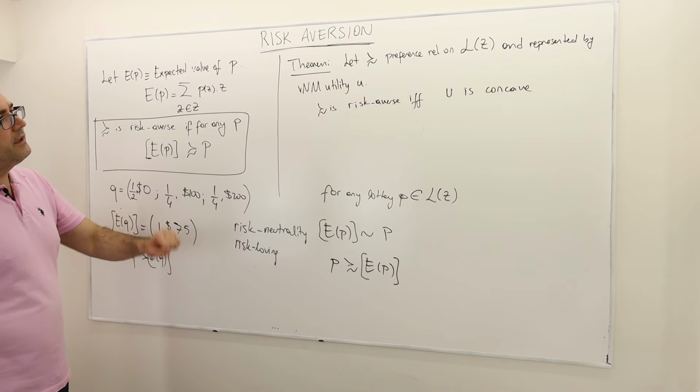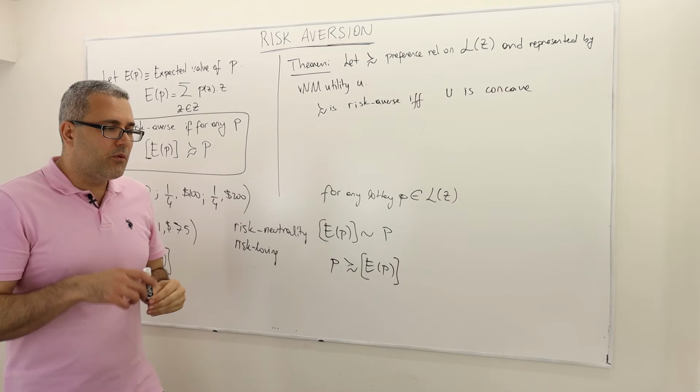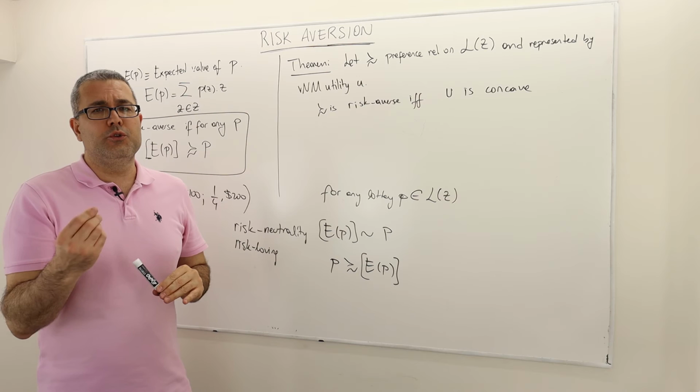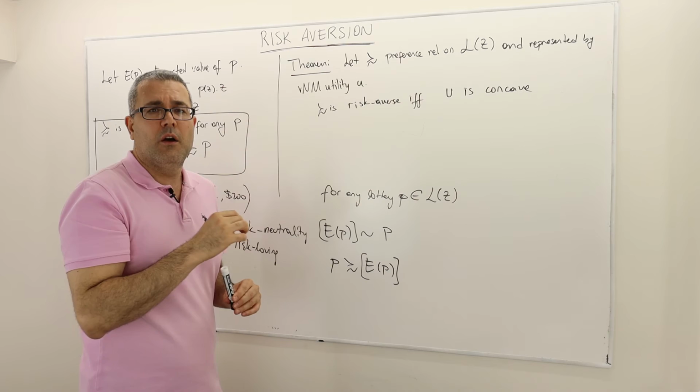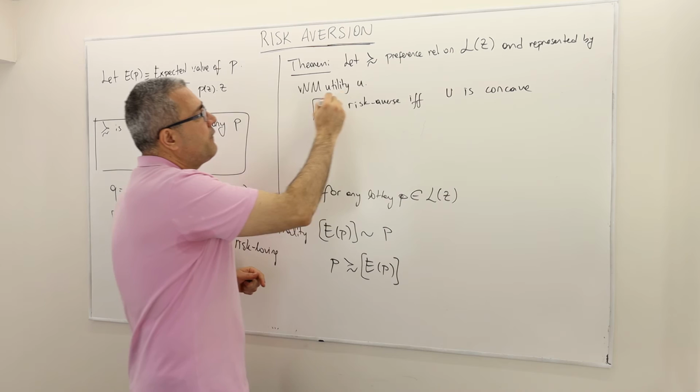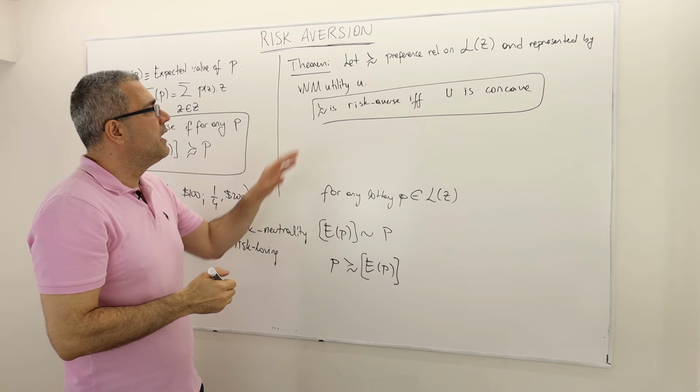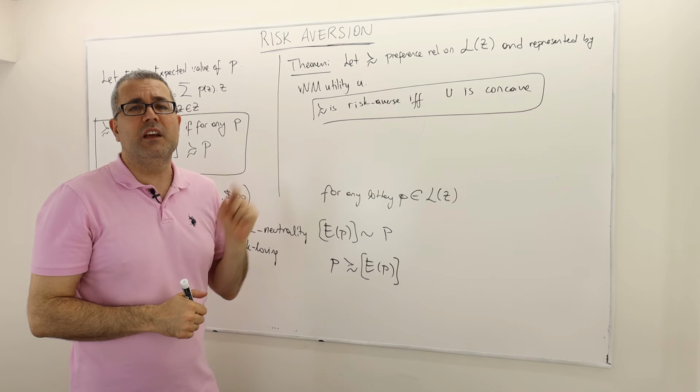Okay, so given that, we have an important theorem. It basically relates how risk aversion, a risk attitude, and the von Neumann-Morgenstern utility function U are related. All right, so let's suppose that our preference relation is represented by von Neumann-Morgenstern utility function U. All right, so I can calculate the expected utility of the lottery. Then this preference relation that can be represented by a von Neumann-Morgenstern utility function is risk averse if and only if this utility function is a concave function over the set of prizes.